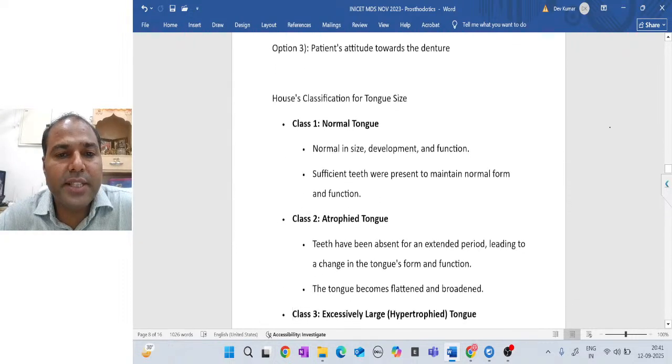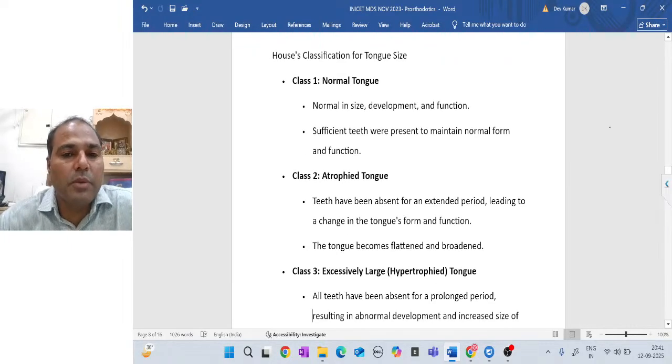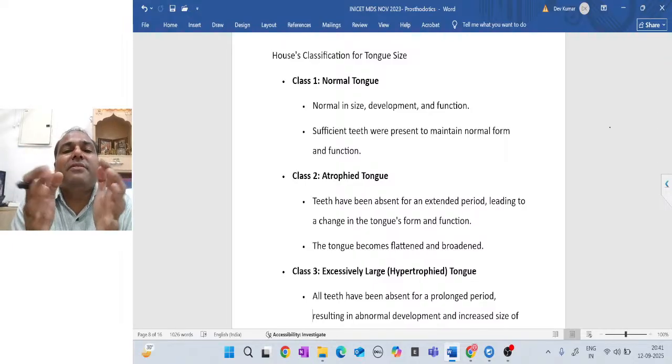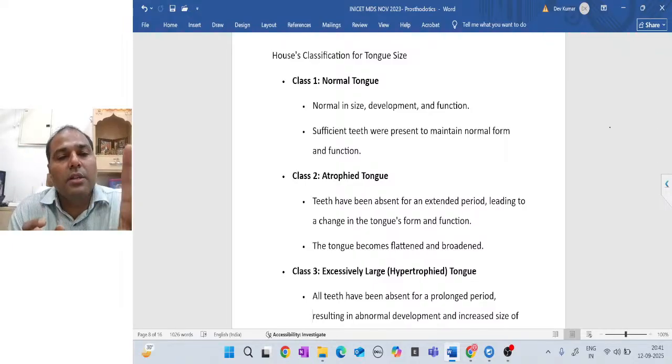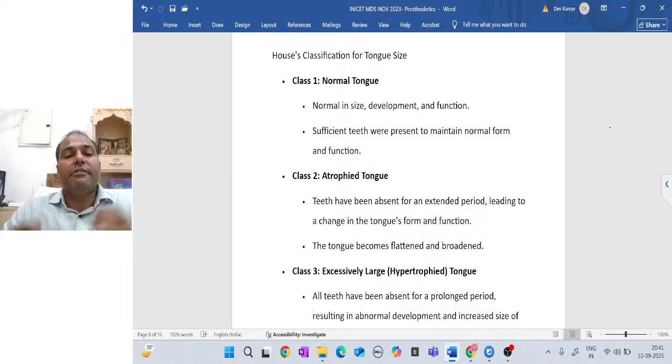If we talk about the tongue size, we can have a normal tongue size, that is normal in developmental function, and to maintain the tongue size we have sufficient teeth, so it is class 1 normal tongue. Then there is atrophied tongue, okay, जहाँ पे जो teeth हैं वो कुछ लंबे समय के लिए they are gone, that can lead to some change in the morphology of the tongue function and the form. Tongue may become flattened and broadened.